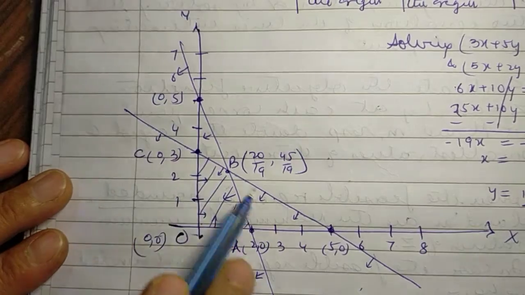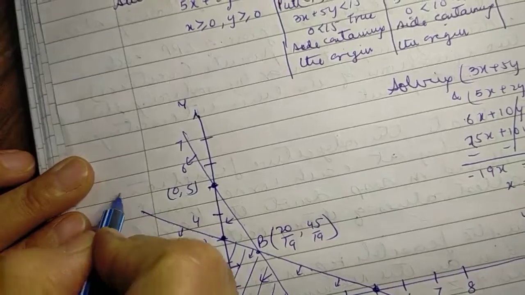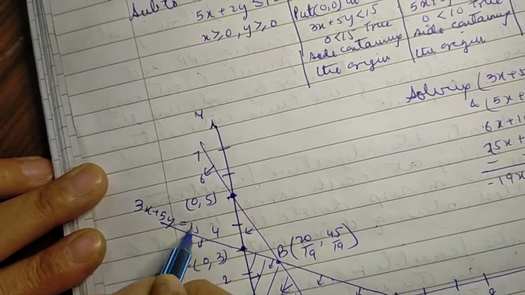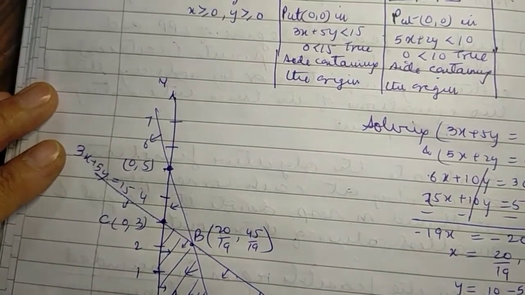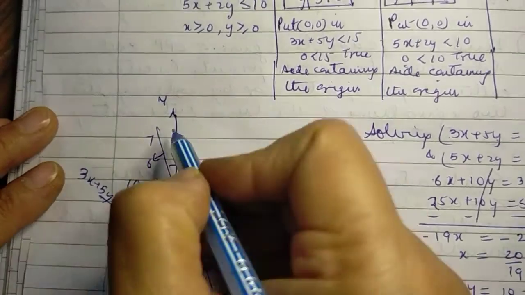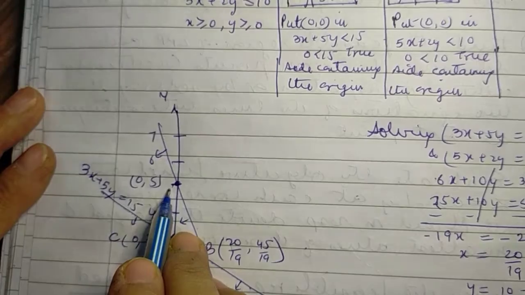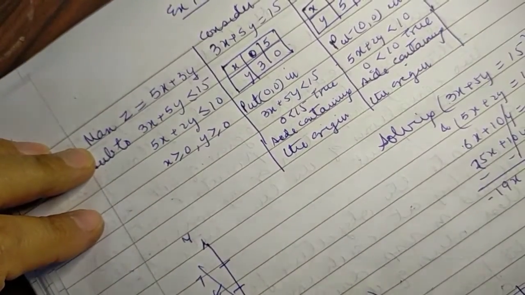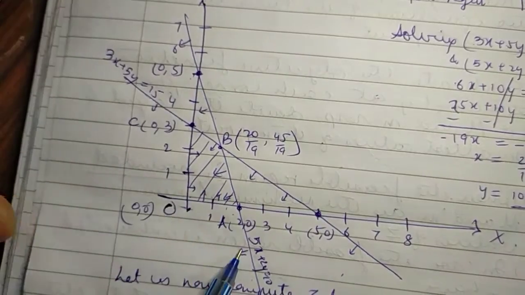This is the equation which refers to 3x plus 5y equal to 15, whereas this equation, which has the endpoints 0, 5 and 2, 0, is the equation which refers to 5x plus 2y equal to 10. So we will be writing the equations on both the lines.